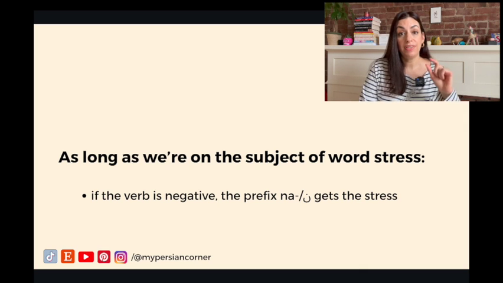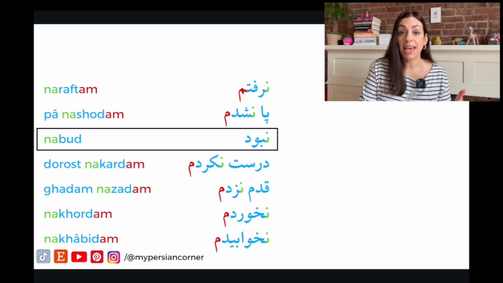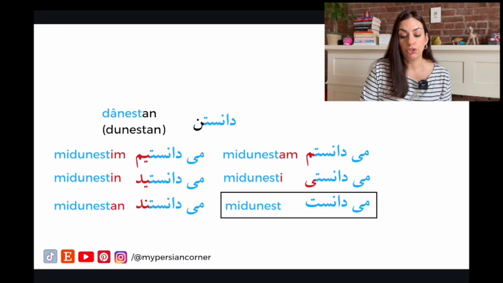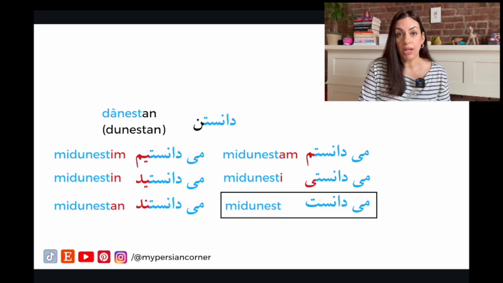If the word is negative, that prefix na gets the stress. نرفتم, پا نشدم, نبود, درست نکردن, قدم نزدن, نخوردم, نخوابیدم. And the prefix می also gets stress. میدونستم, میدونستی, میدونست, میدونستیم. And even in the present tense, میدونم, میدونی. I think at some point I'll do a video on word stress in Persian. It is worth reviewing because unlike English, word stress in Persian is quite predictable and regular. So I think I'll put those all together in one video for you.